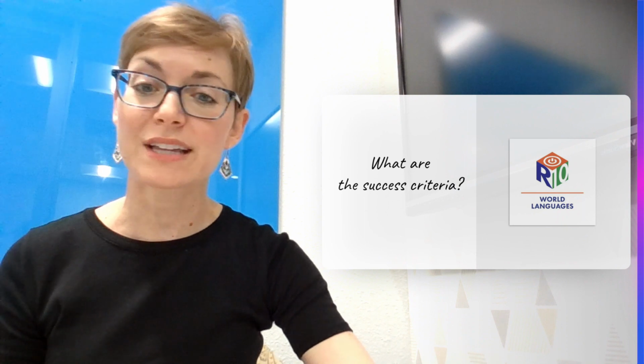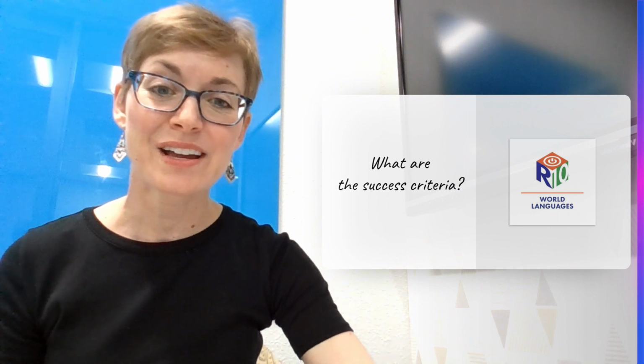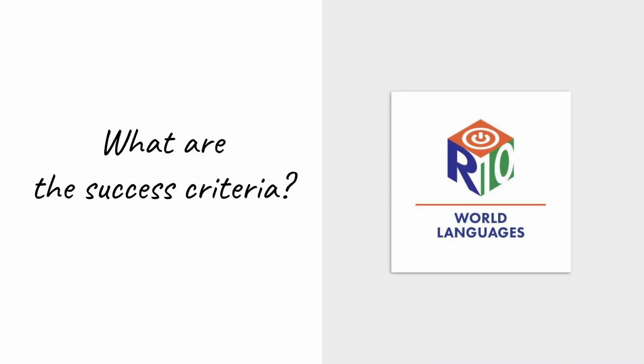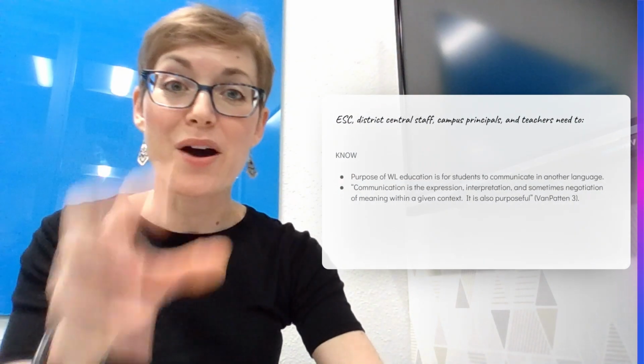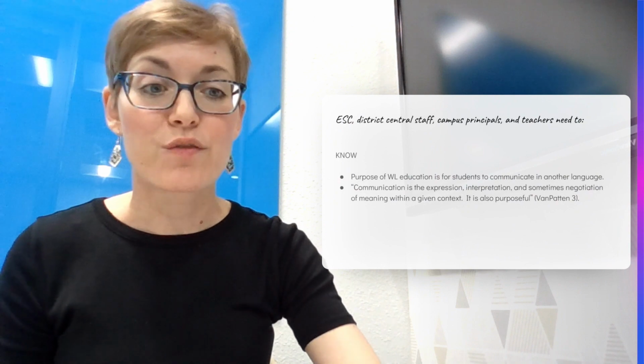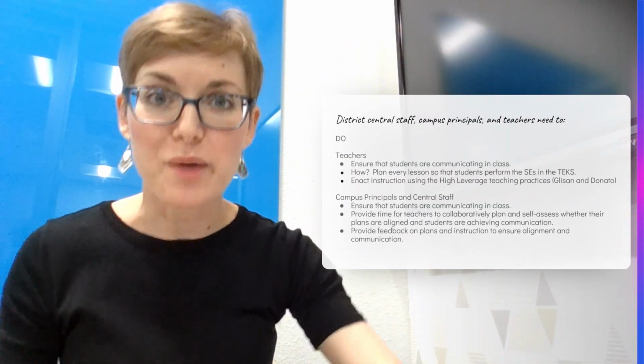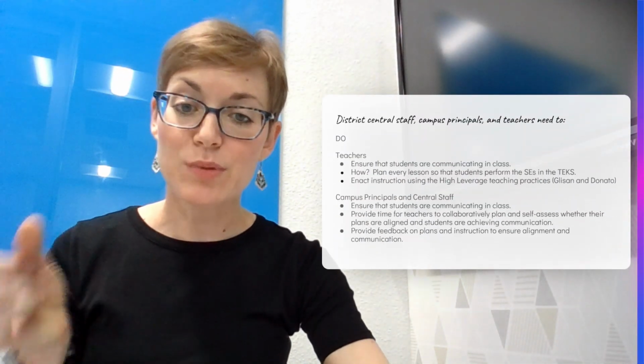Okay, just really quickly, what are the success criteria for implementing curriculum? Well, y'all know what I'm going to say. Everybody needs to know the purpose of a world language education is to communicate. It's not to practice language parts. And communication occurs when kids are expressing, interpreting, negotiating meaning, okay, all while talking about real life contexts for a purpose, which is to learn about the world and each other. That's what we all need to know.